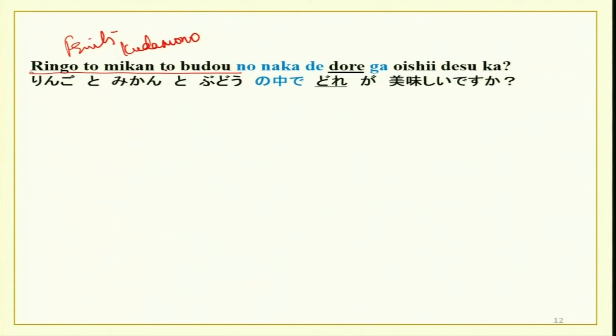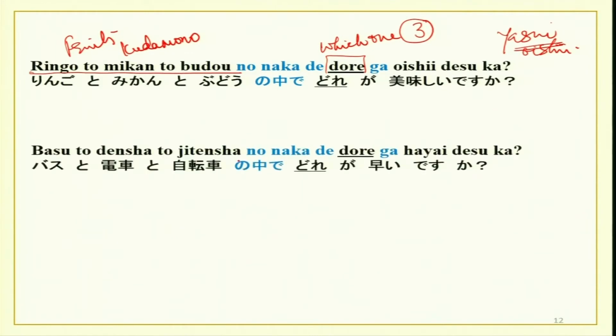Ringo to mikan to budo no naka de dore ga, which one from the three which I am showing to you, ga oishii desu ka, or I am asking about. For example, you go to a fruit vendor and you have these things nicely stacked over there. So, you ask ringo to mikan to budo no naka de dore ga yasui desu ka, which one is cheap or which one is oishii. So, this situation can be there. No naka de or no naka kara.